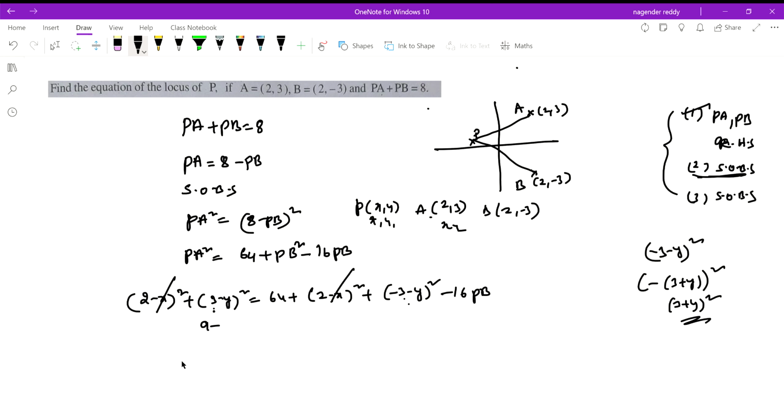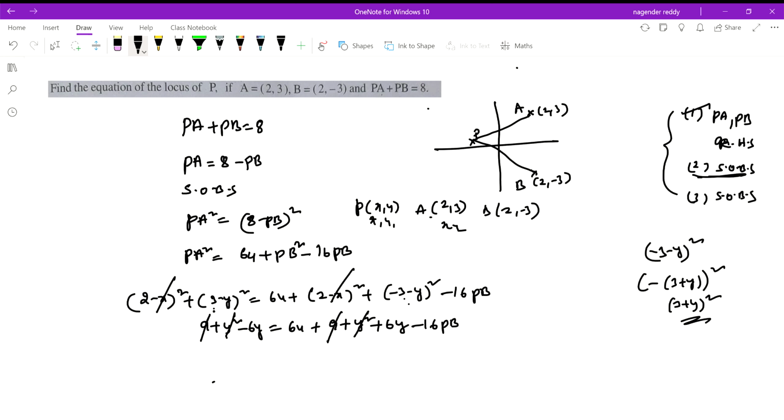This is 9 plus y square minus 6y equals 64. For (a plus b), directly I'm writing plus: 3 square gives us plus 9, and y square plus 6y minus 16 PB. I'm not writing the value of PB because you'll understand in the next step. Now, can I cancel 9 on both sides and y square on both sides?